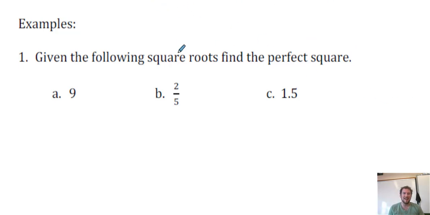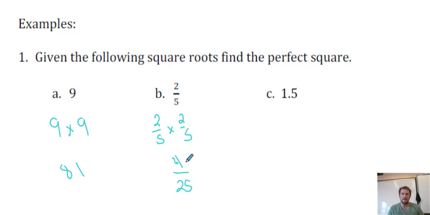If I have the square root and I want to find the perfect square, what I need to do is take that number, so 9, and multiply it by itself. So 9 times 9 would be 81. 2 over 5, same thing: 2 over 5 times 2 over 5. If you haven't seen my videos on rational numbers yet, the way we do this multiplication is we multiply across the top and we multiply across the bottom. So 2 times 2 is 4, and 5 times 5 is 25. So 2 over 5 would be the square root, and 4 over 25 would be the perfect square.